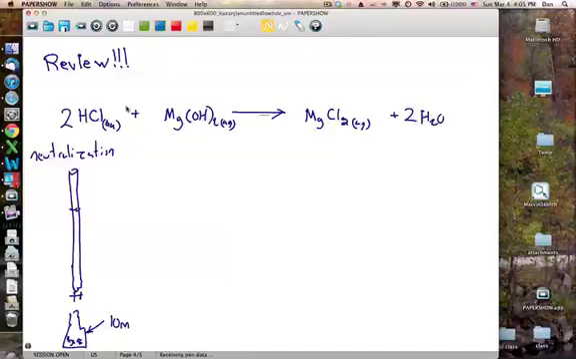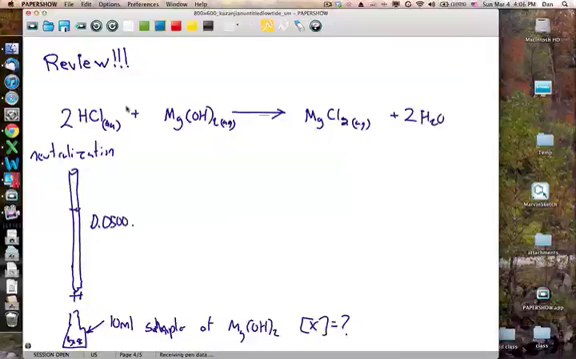So we have a 10 milliliter sample of Mg(OH)2 of some unknown concentration. We don't know what it is. And we have a burette that we have loaded with a 0.050 molar HCl solution. And we dropwise add the HCl to the base. And this is a process called titration.